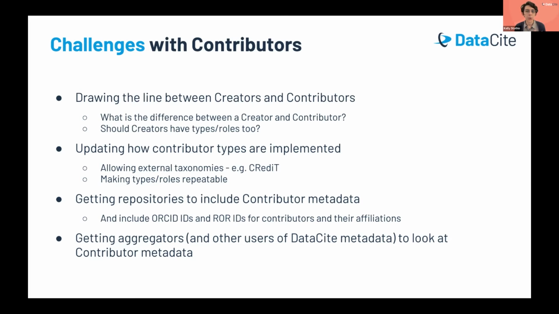it's not straightforward to replace that list or to add an additional control list on top of that. And so we're looking at restructuring the property to allow for external taxonomies like credit to be plugged in, and also to allow for sufficient flexibility to look at different contributor taxonomies as needed for different fields and types of artifacts.